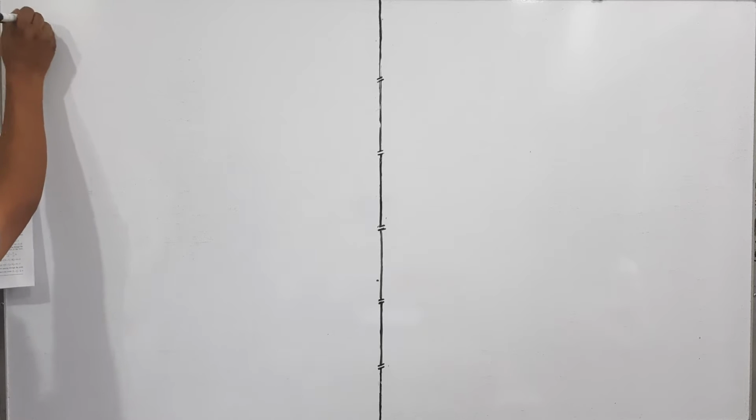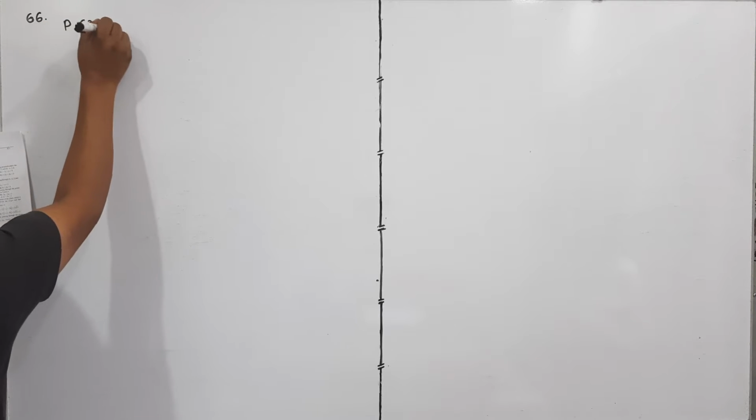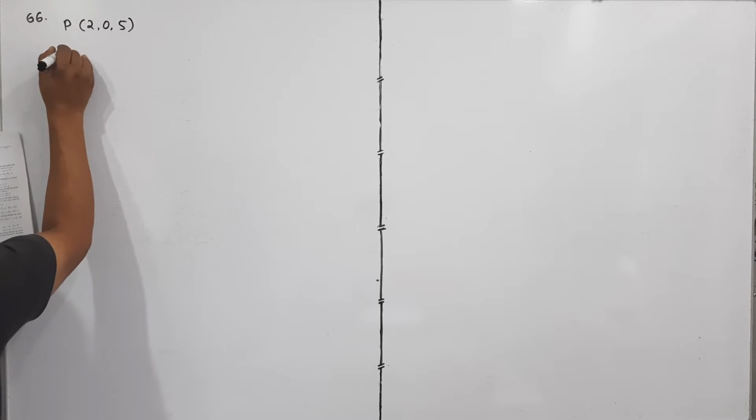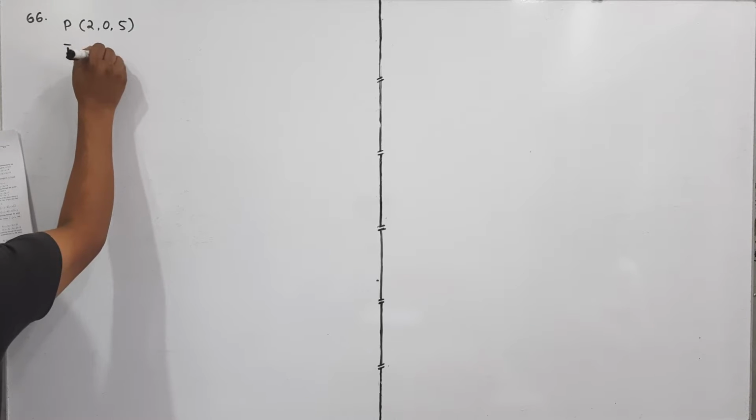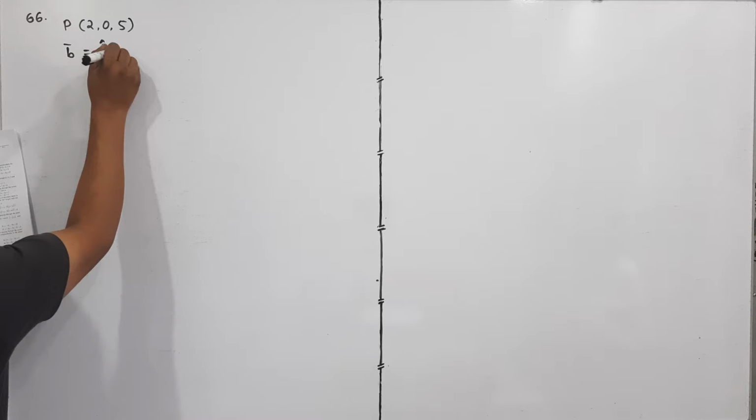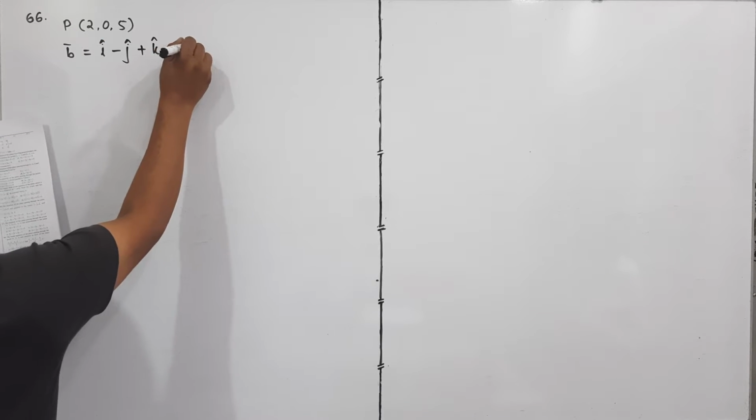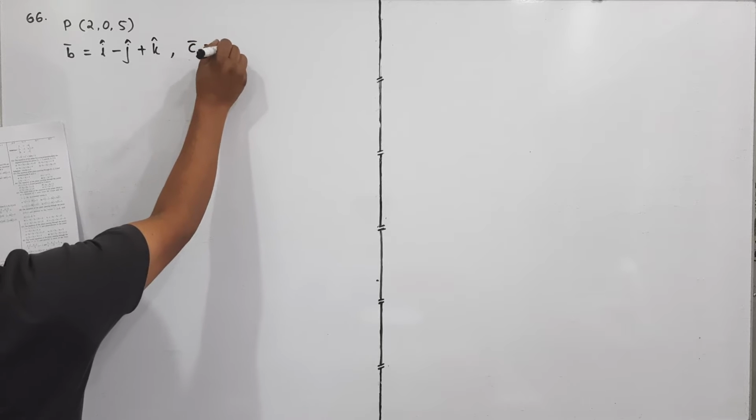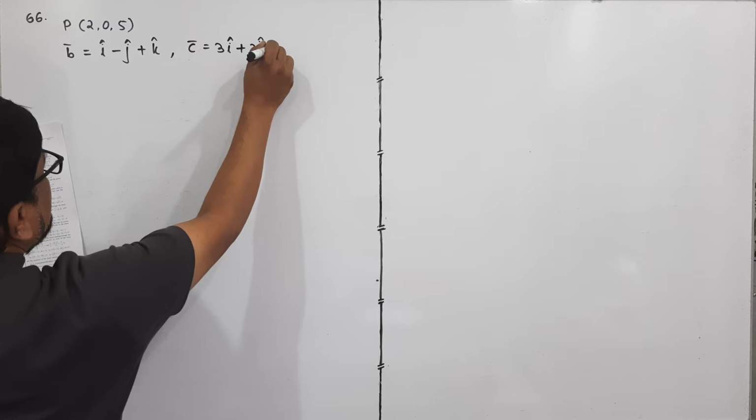Point is given to us, 2, 0, 5. Point is given 2, 0, 5 and it is parallel to two vectors, b vector is I cap minus j cap plus k cap, and c vector is given 3 I cap plus 2j cap minus k cap.